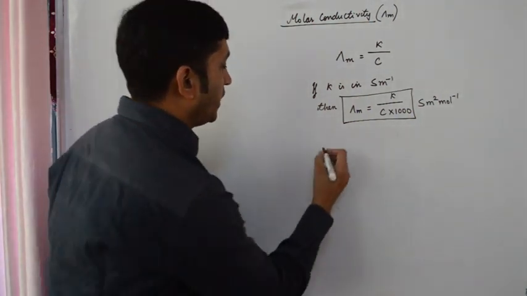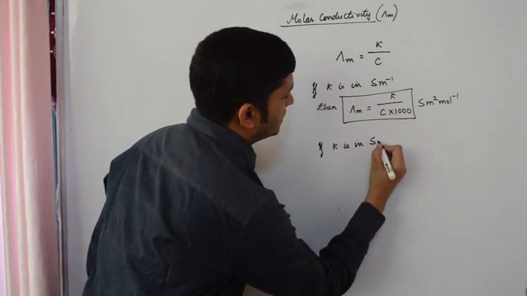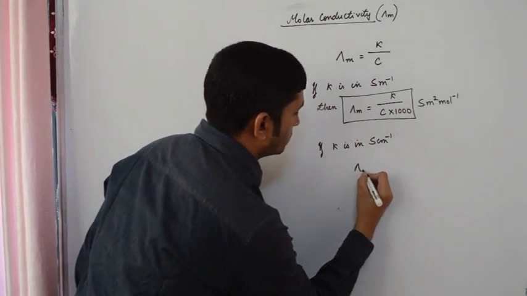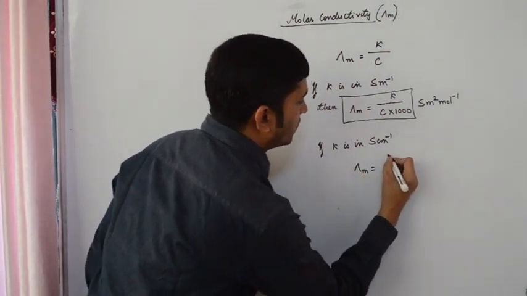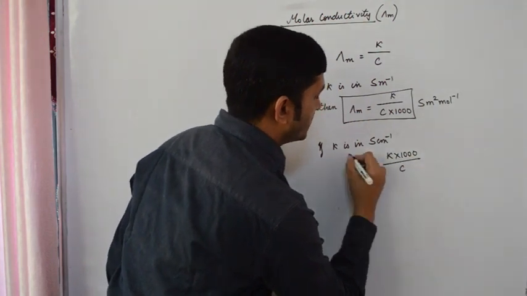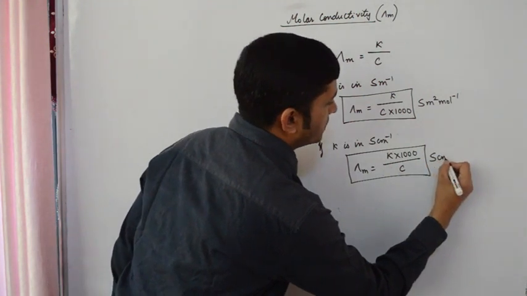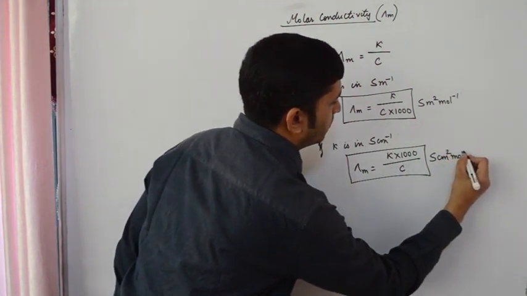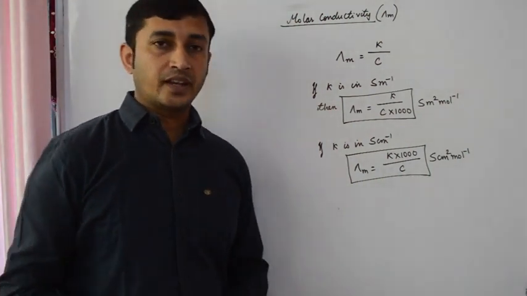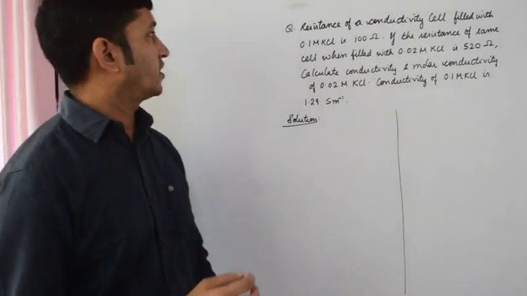On the other hand, if conductivity is in Siemens per centimeter, then molar conductivity can be calculated as kappa into 1000 upon C, and now the unit of molar conductivity will be Siemens centimeter square per mole. Now let us practice our numerical based on calculation of molar conductivity. So here is the question.